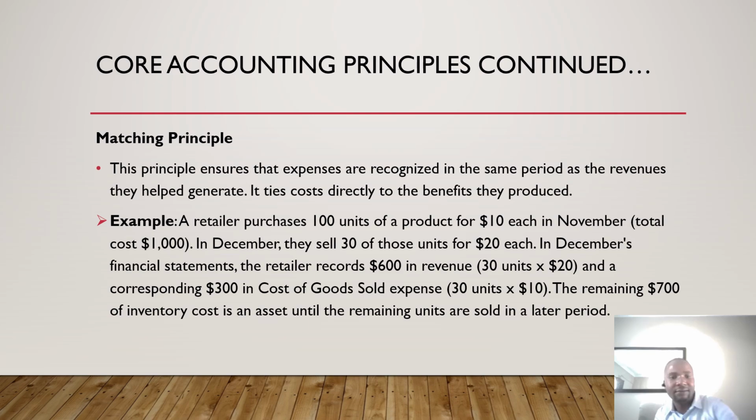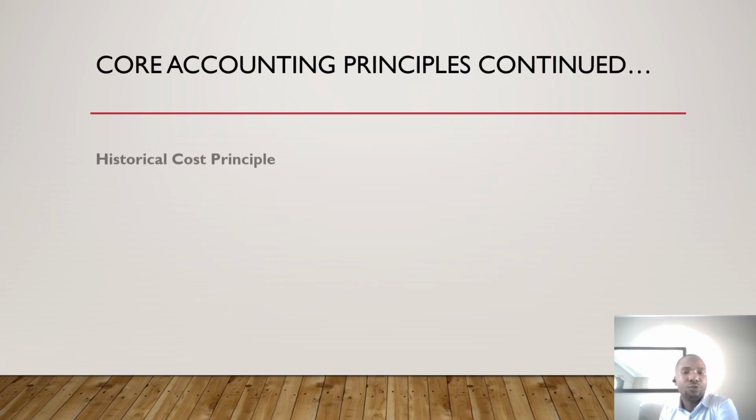So the remaining 700 of inventory cost is still an asset. It's our inventory that we have held on our hand until the remaining units are sold in a later period. Likewise, if we sell 2 units in the next month, we only record costs and expenses related to only the 2 units that we have sold. So that's what this matching principle dictates us to do.